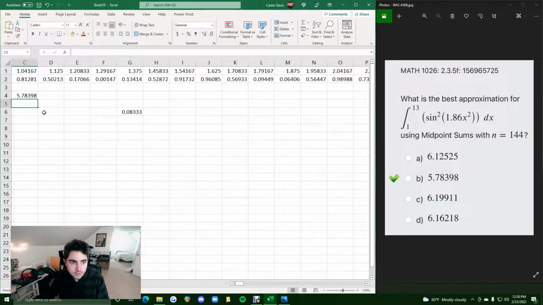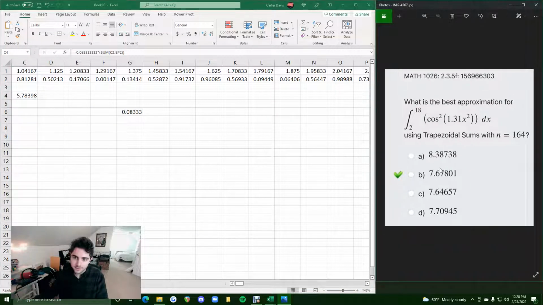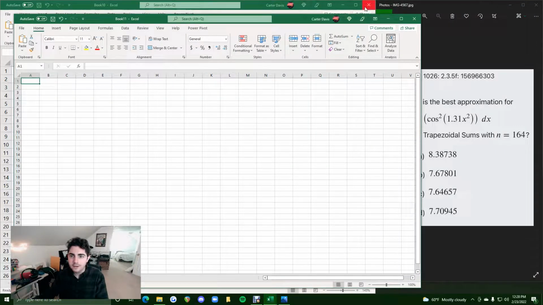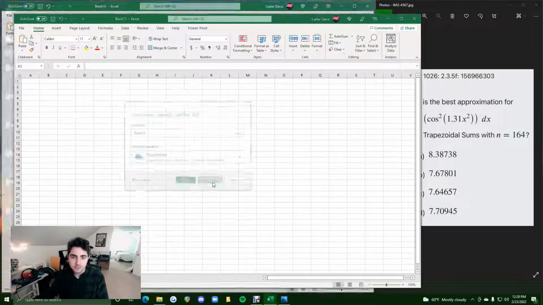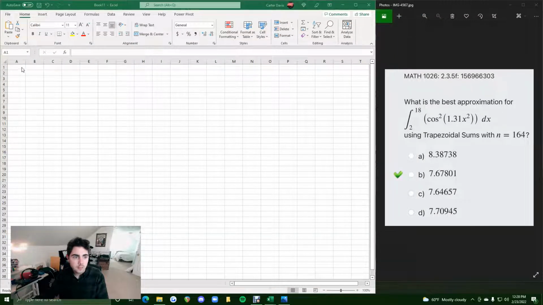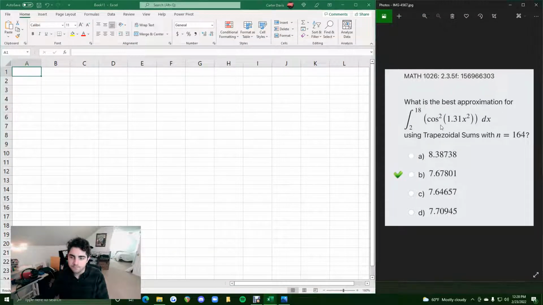Okay, I messed something up. I don't think I put an asterisk where I needed one, but it looks like it worked out. That is a great problem. All right, so we got 5.78398, and that's what the answer was. Let's move on to the next one with the trapezoidal sums. Likely an easier problem, in my opinion. I'm sure it'll still use a lot of cells, but let's get into it.